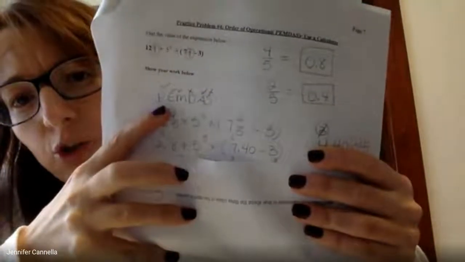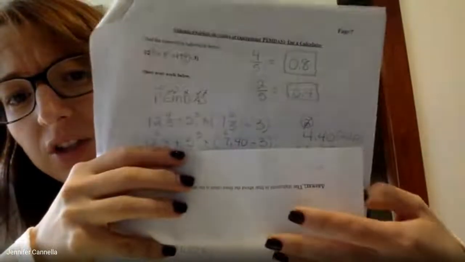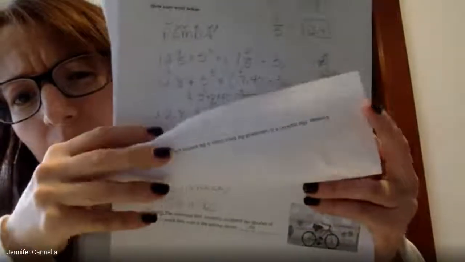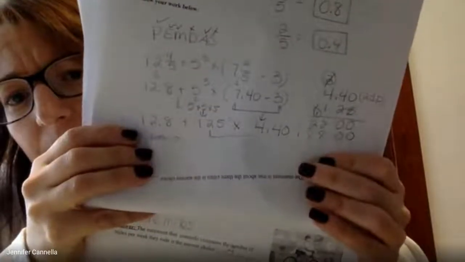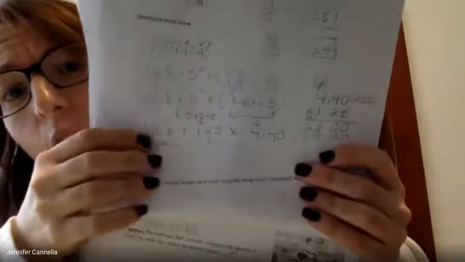Now, according to PEMDAS, I got to do the parentheses first. So 7.40 minus 3. When I do the subtraction, 7.40 minus 3, because we still had a little trouble with this one, I'm now going to get 4.40. Yes? Somebody talk to me. Okay. So now we got to do the exponents of 5 to the 3rd.